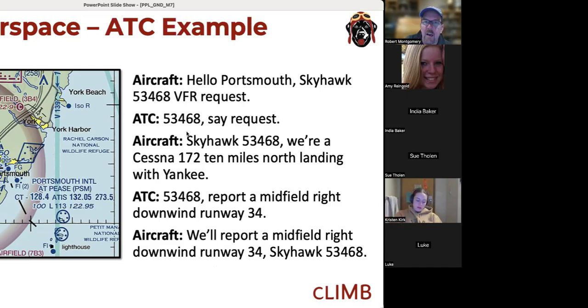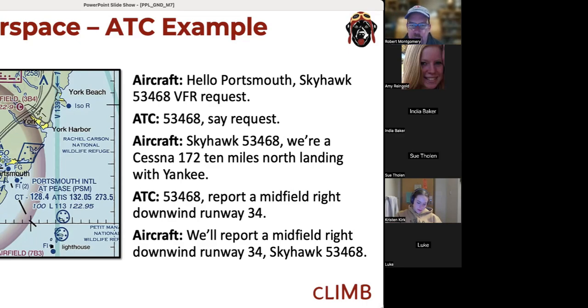Okay, so a classic example, right? Let's say we're coming from Sanford and we're going to land in Portsmouth. A typical air traffic control exchange might go something like this: you pop up and say, "Hello, Portsmouth, Sky 53468, VFR request." That little VFR request is the polite way of saying, I've got something, but it's your frequency. Let me know if you've got time to deal with me, right?